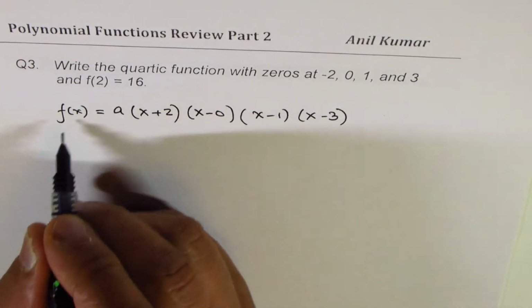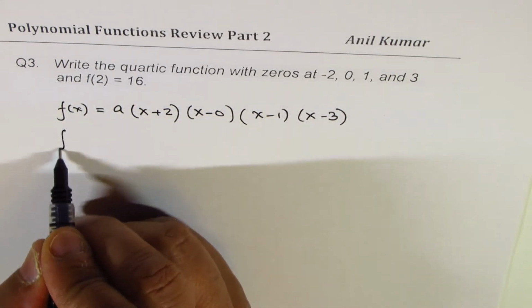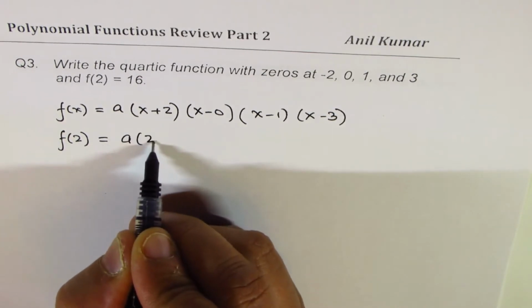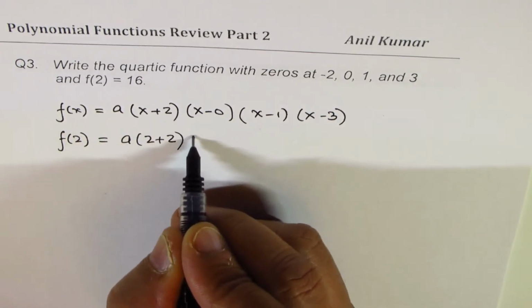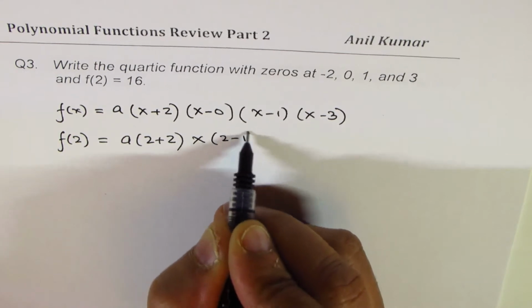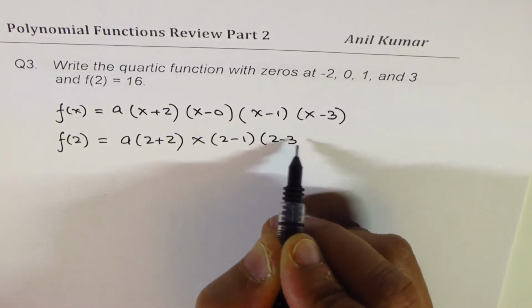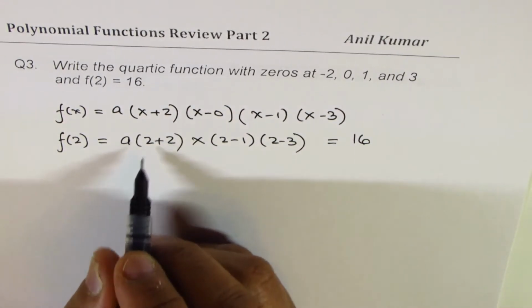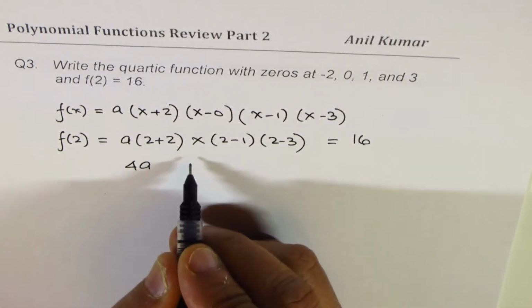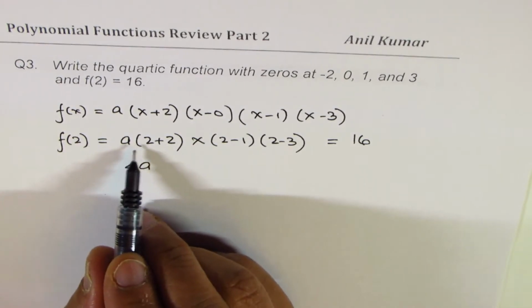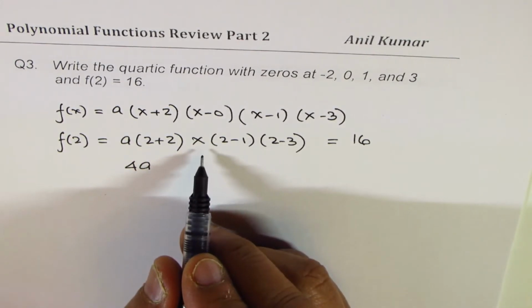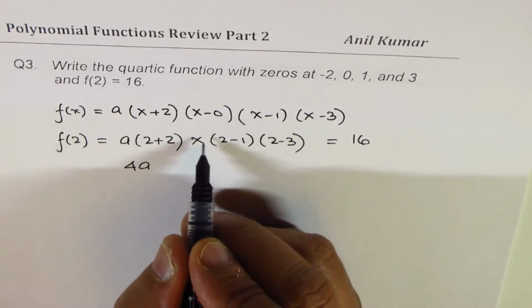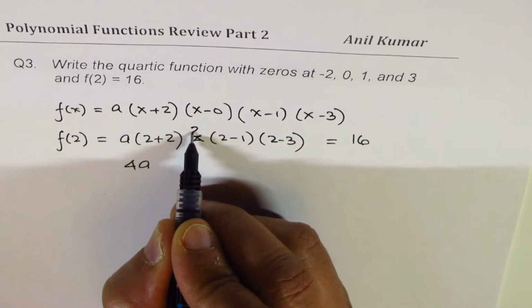And now we are going to substitute the value 2 here. So we have f of 2 equals, substitute 2, so we get 2 plus 2, this is x, 2 minus 1, and 2 minus 3. That should be equal to 16. So we get 4a, this is 4, and we get x. I should have written 2 here for x, I'm sorry. So this is actually 2.